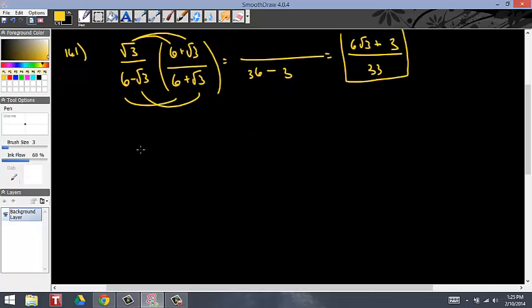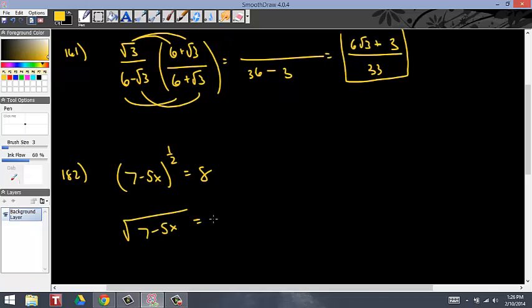Alright. So that was 161. 182. 7 minus 5x to the 1/2 equals 8. Okay, I'm going to let you guys in on a secret. 7 minus 5x to the 1/2 is the same thing as saying the square root of 7 minus 5x equals 8. How do I get that square root out of there, Porter? Square both sides. I got 7 minus 5x equals 64.